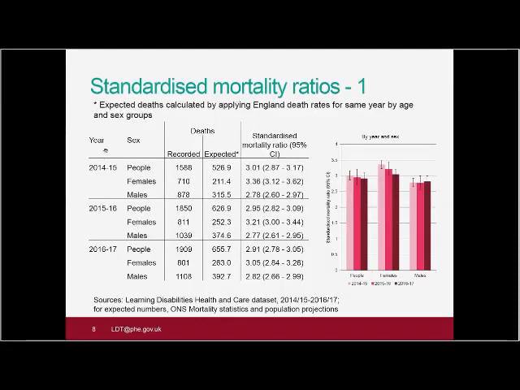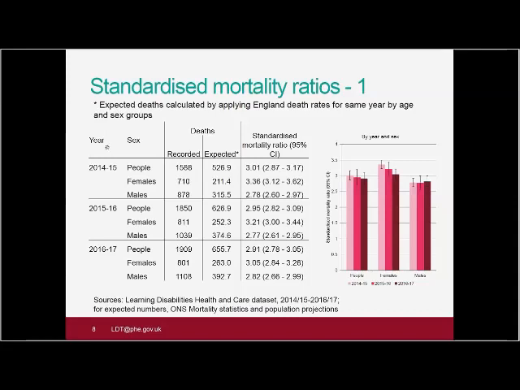Slide 8 shows another way of looking at this. A simple death rate is the number of people who die in a period divided by the number in the population. But the population of people with learning disabilities is younger and more male than the general population, and death rates rise with age and differ by gender. Standardized mortality rates compare the number of deaths in a group with the number that would have occurred if they had some standard expected set of death rates for each age and sex group. This slide and the next use different sets of expected rates to answer two different questions.